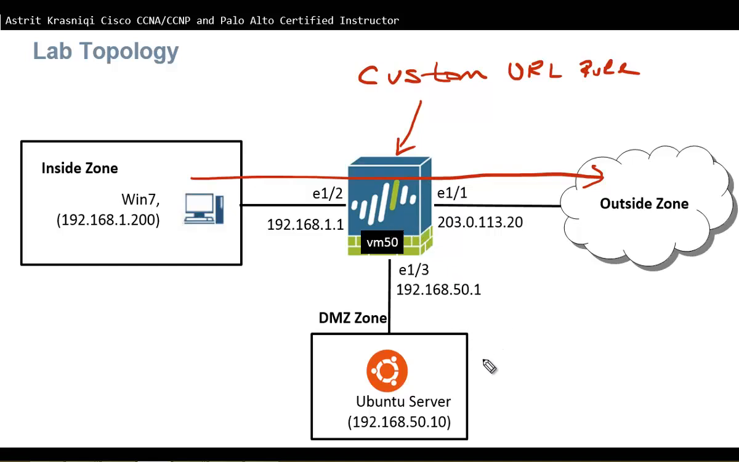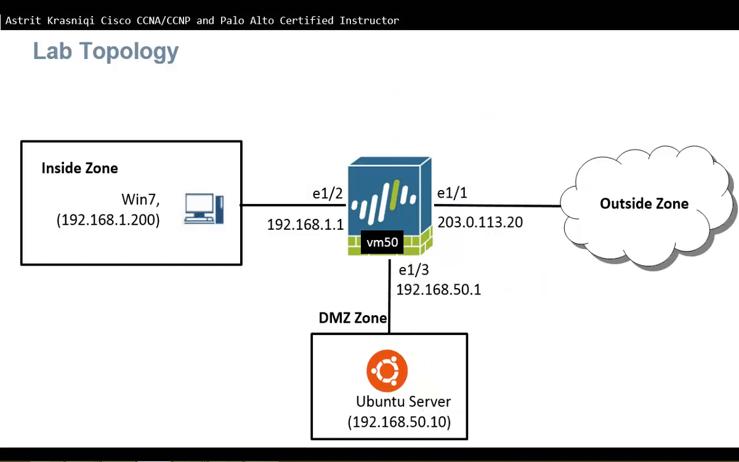Then we already have a list here in the Ubuntu server. I have a list of websites which users shouldn't be accessing. And we're going to create an external dynamic list which our firewall is going to check from the Ubuntu server and is going to make sure that it's updating all those lists of not allowed websites.